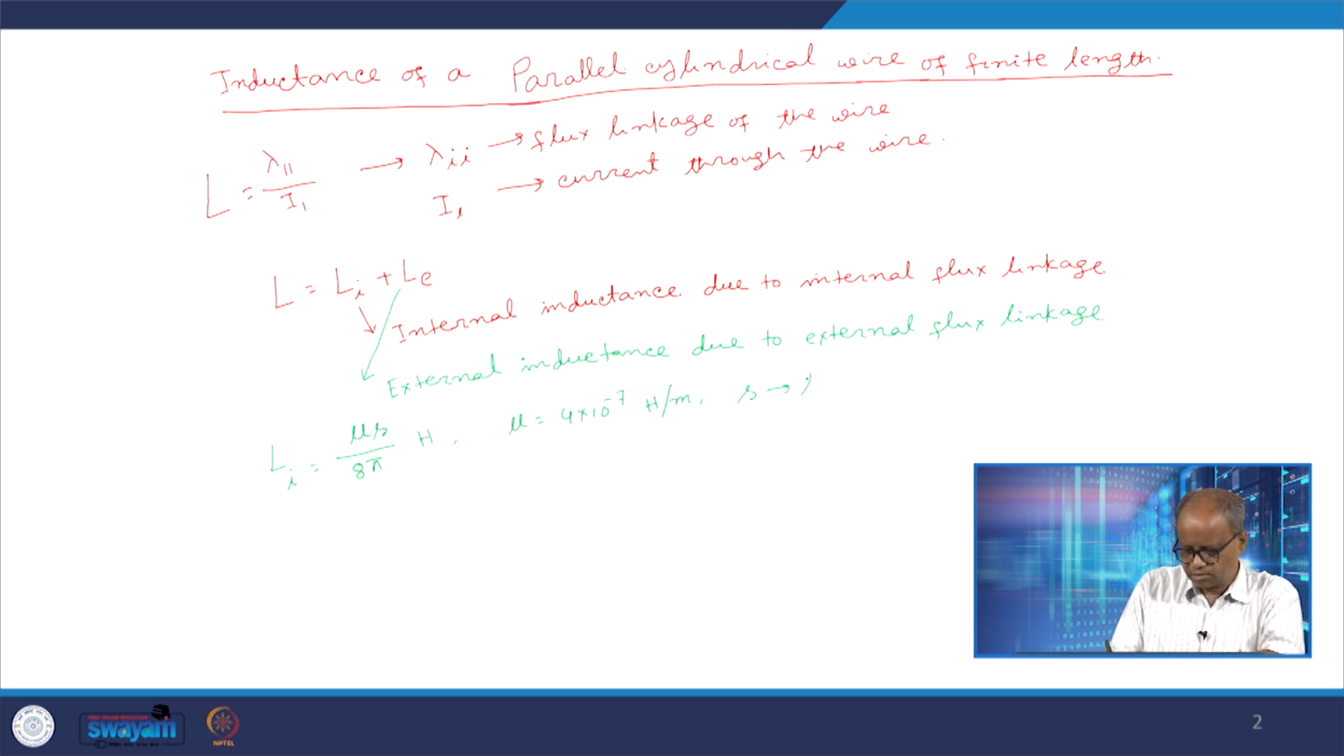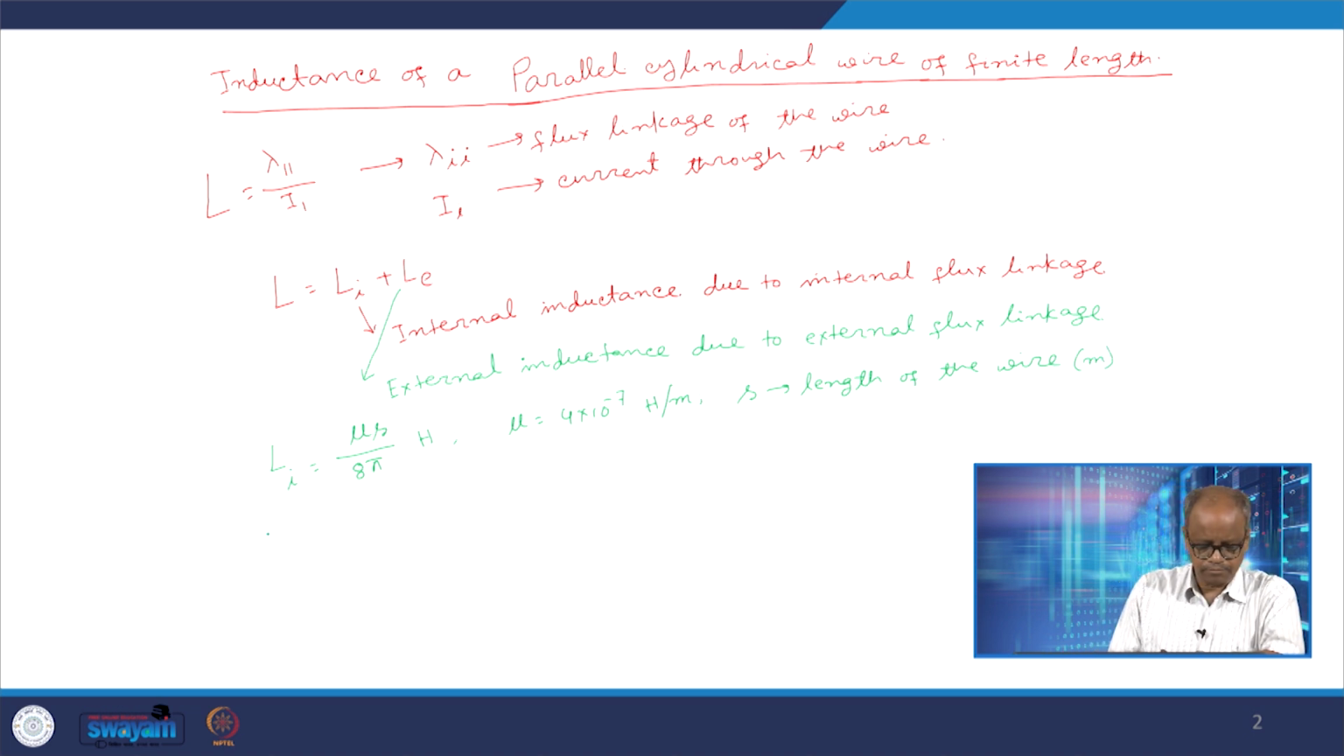S is the length of the wire. Please note, in this course we are not talking about a long cylindrical wire. We are talking about a wire which is of finite length, because in reality any transmission line, or any line for that matter, is of finite length. So in this course we will always be talking about finite length lines. So, s is the length of the wire in meters, and 8 pi is 8 pi.